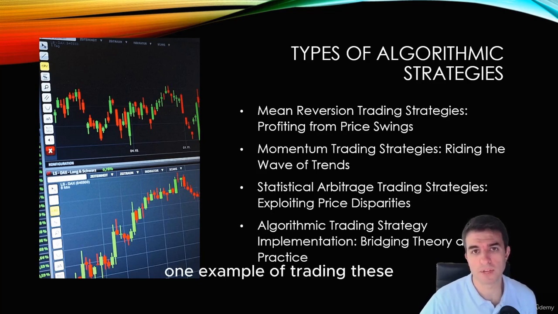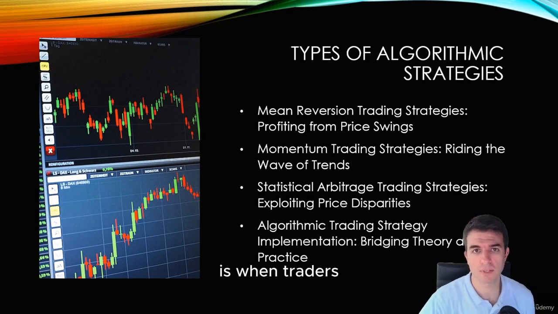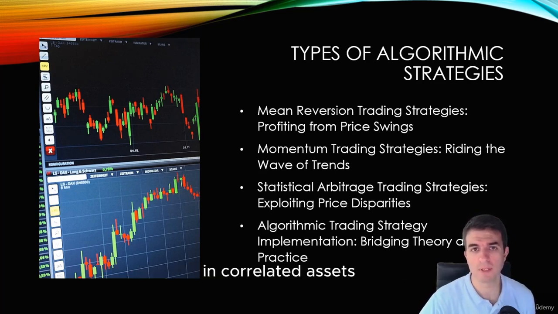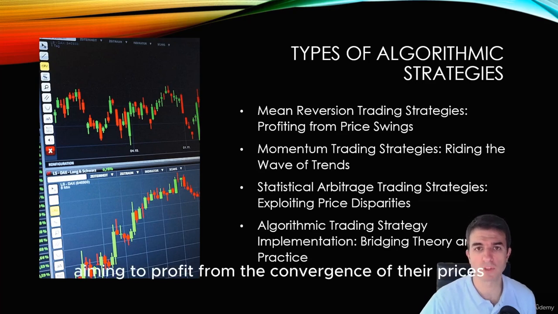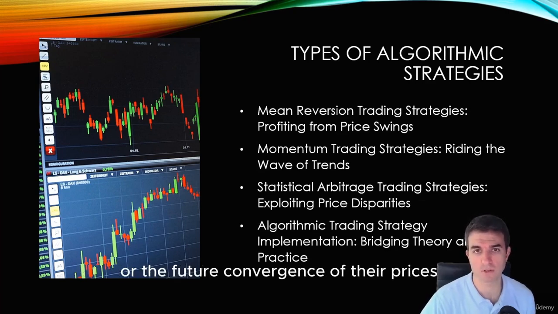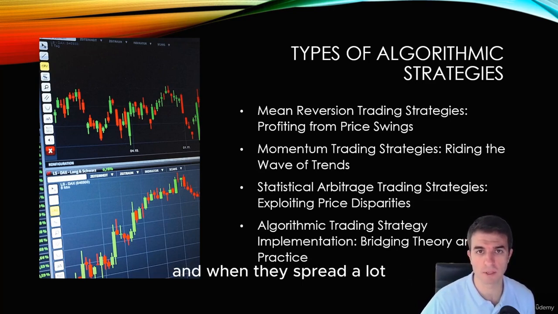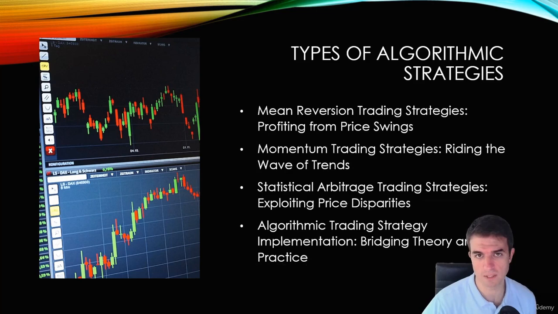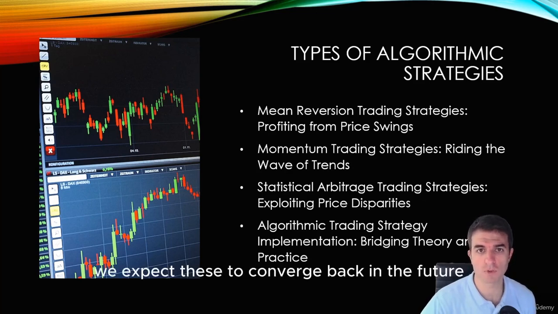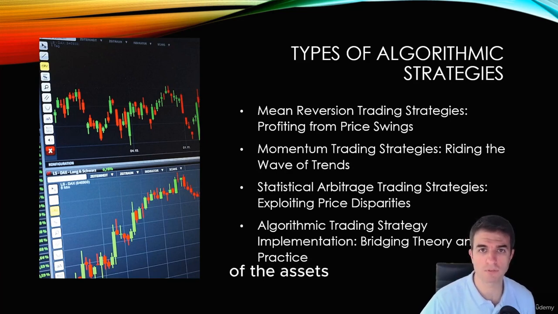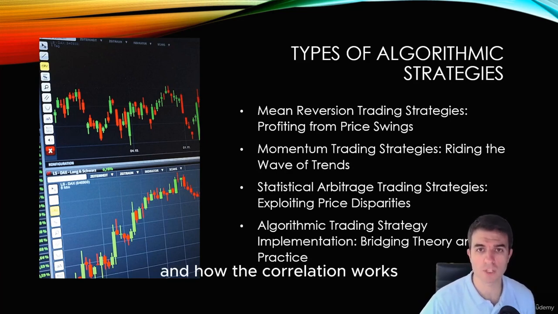One example of trading these arbitrage strategies is when traders take long and short positions at the same time in correlated assets, aiming to profit from the convergence of their prices, or the future convergence of their prices. Because we know they are correlated, and when their prices spread a lot, we expect these to converge back in the future. So these strategies require you to know the history of the assets and how the correlation works before you try to enter this type of strategy.